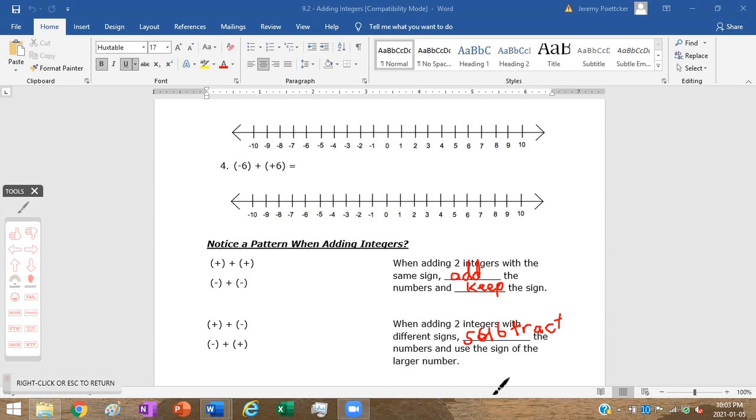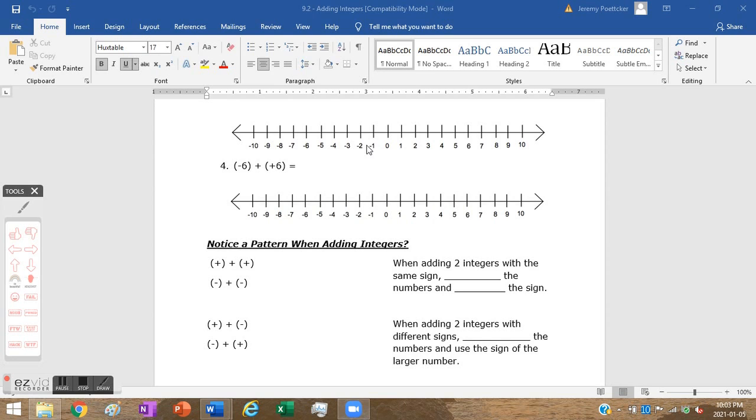All right, and again, thinking back to this one here, where we had +2 and -4. Whoops. That's going away, but that's okay. +2 plus -4. So subtract the numbers. 4 minus 2, and we end up with 2. Keep the sign of the larger number. The larger number was the -4, and our sign is negative. And our answer is -2.